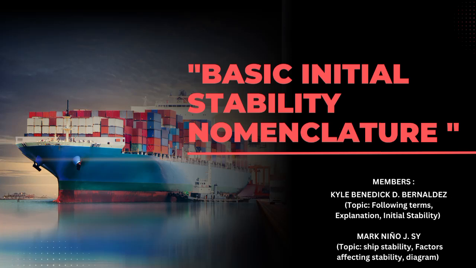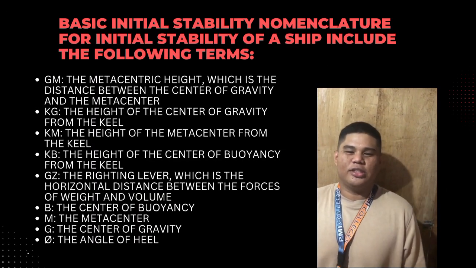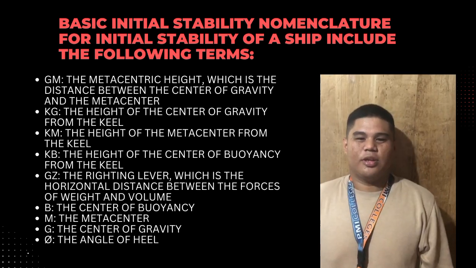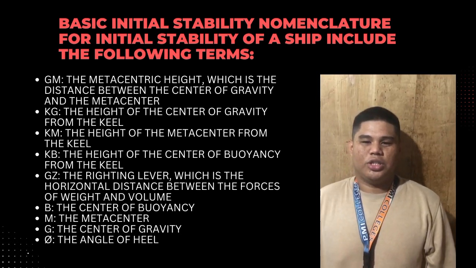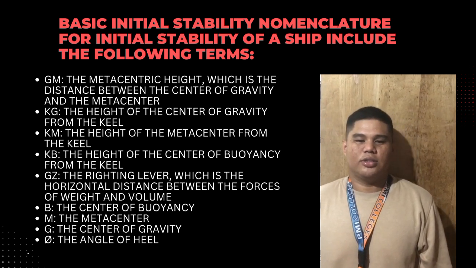The title of this topic is Basic Initial Stability Nomenclature. The basic nomenclature for initial stability of a ship includes the following terms. GM, the metacentric height, which is the distance between the center of gravity and the metacenter.